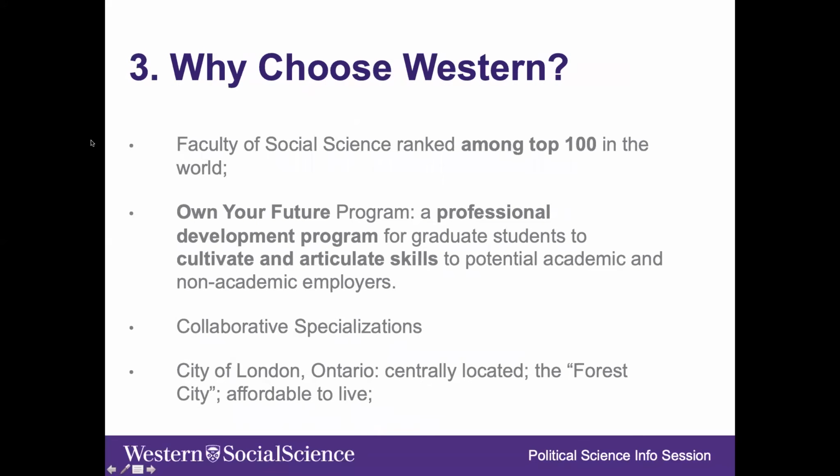So why come to Western? Let me just tell you why we think this is a great place. There are lots of great reasons to come here. The Faculty of Social Science has been ranked among the top 100 in the world for the last number of years. So you're coming to a top-ranked research place where the entire faculty is producing top-notch research, and you'll benefit from that infrastructure and access to a variety of faculty members, students, and resources.